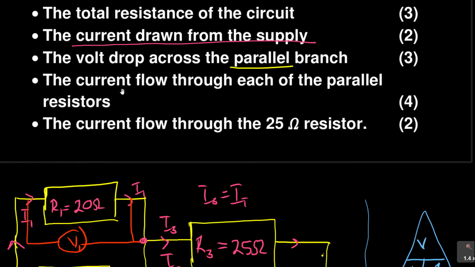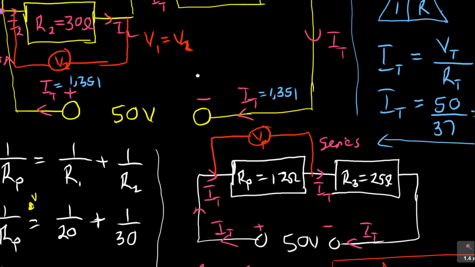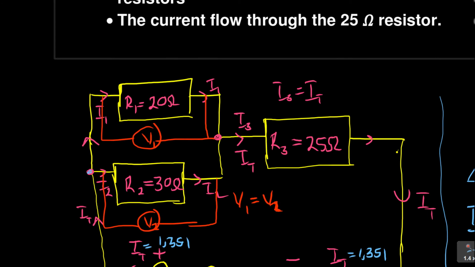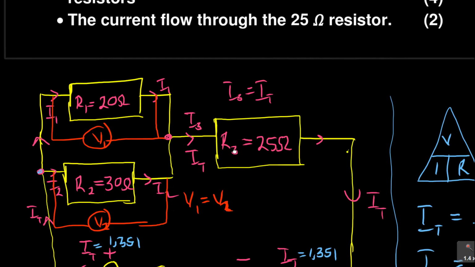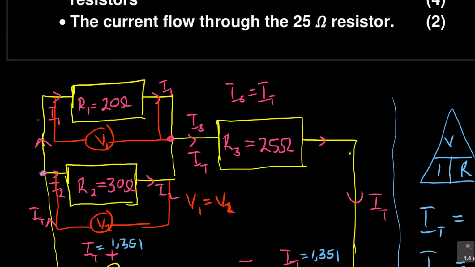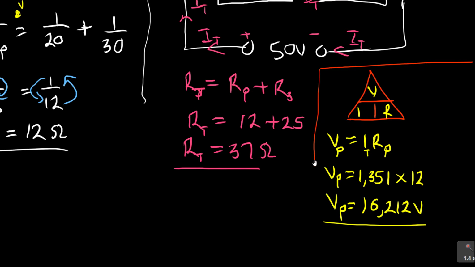The next one says the current flow through each of the parallel resistors. Now you see, I'm given the RP, but it takes me back again to find I1, which is the current through each of the resistors, and I2. But the good part about this is I already know what the voltage was. The voltage V1 and V2, we said they are the same. So now what is my V1 and what is my V2? My V1 and V2 are going to be 16,212.